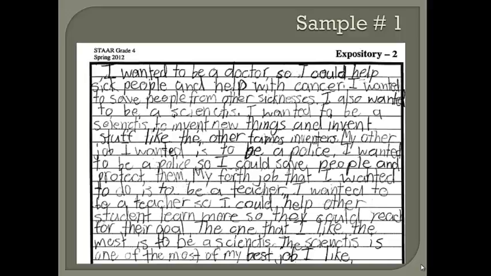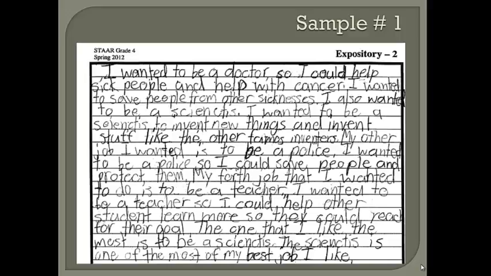I want to be a doctor, so I could help sick people and help with cancer. I wanted to save the people from other sicknesses. I also wanted to be a scientist. I wanted to be a scientist to invent new things and invent stuff like the other famous inventors. My other job I wanted is to be a police. I wanted to be a police so I could save people and protect them.